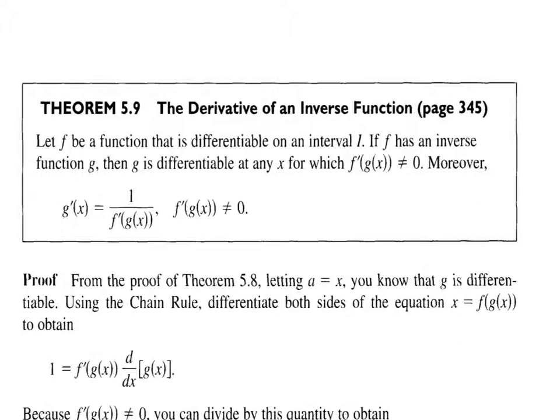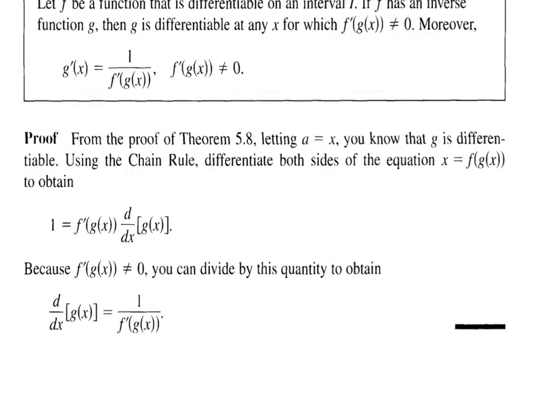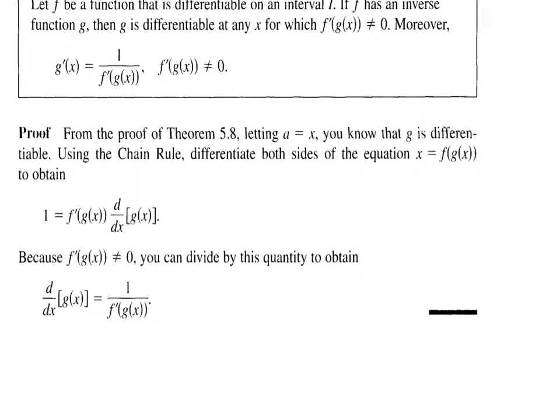Now, there is a proof here that we could follow. I'm not going to work through all of that. But notice we start here with the equation x equals f of g of x. That's because f and g are inverses, right? We could work through it, it's fine. Might as well. If I take the derivative of both sides, notice here, I'm using the chain rule on the right-hand side.